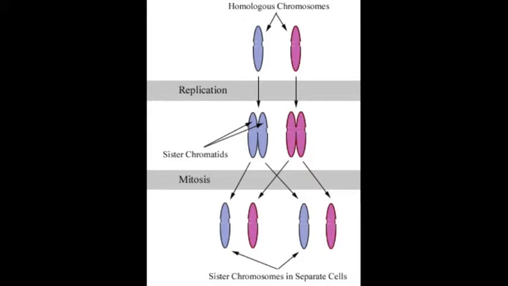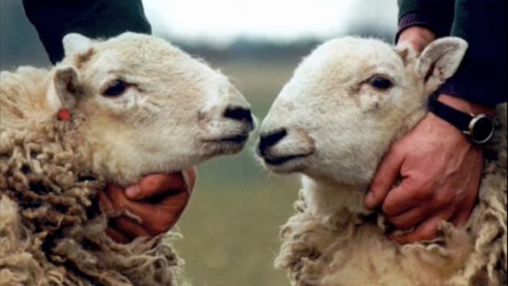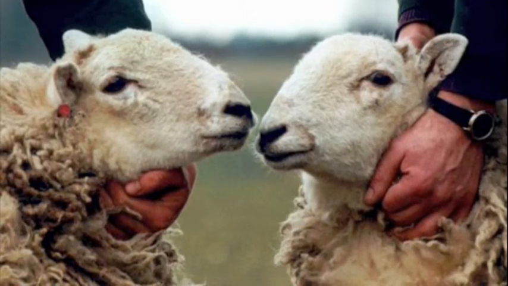The primary result of mitosis is the division of the parent cell's genome into two daughter cells. The daughter cells consist of 46 chromosomes each, similar to their parent cells. Their composition of chromosomes is also identical, which can result in cloning.